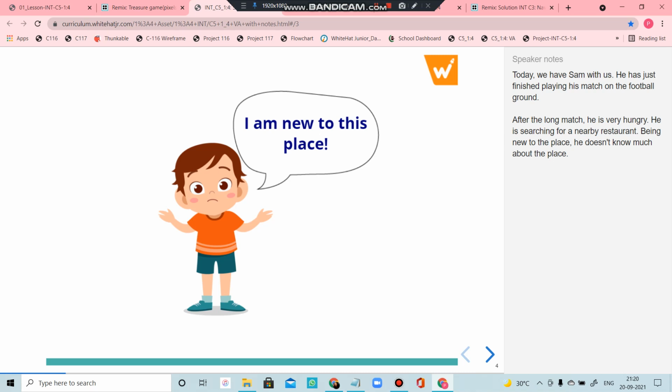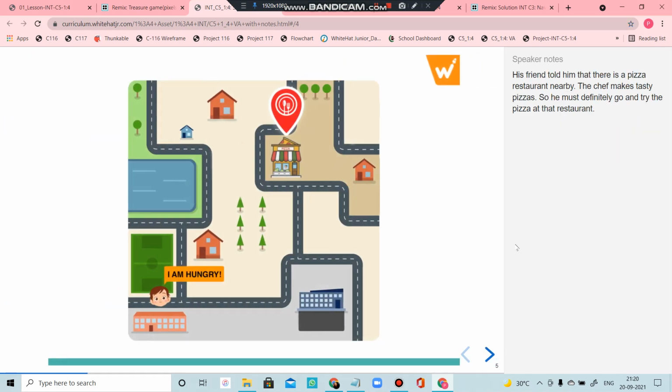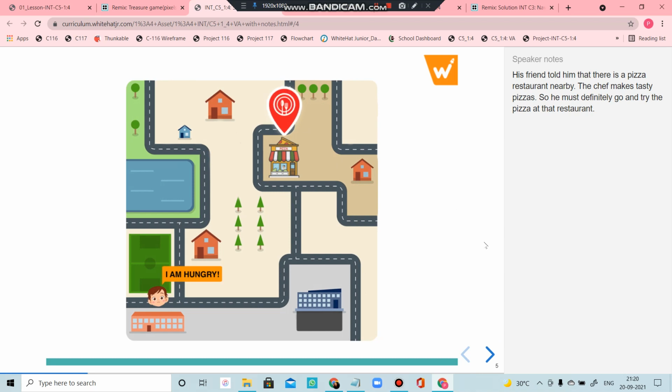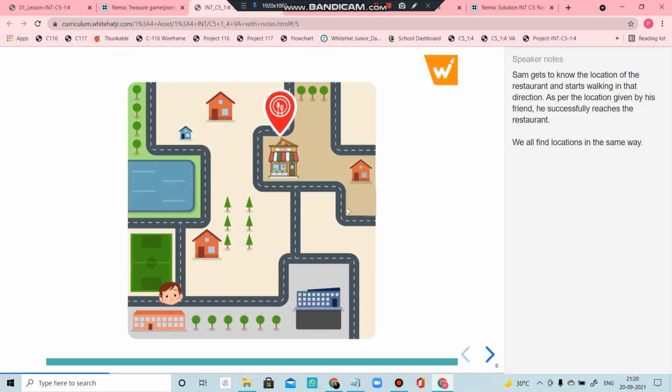Okay. Now, since he's new to the place, he's not very well aware of the surroundings. So he called up his friends asking about an eating place. Some of his friends have suggested a pizza restaurant which is nearby. Okay, and now Sam decides that he has to go to the pizza restaurant to eat. So from here we are helping Sam to reach the pizza restaurant.